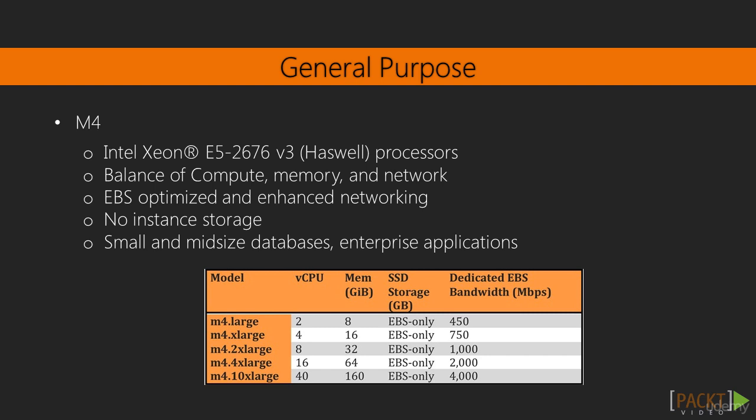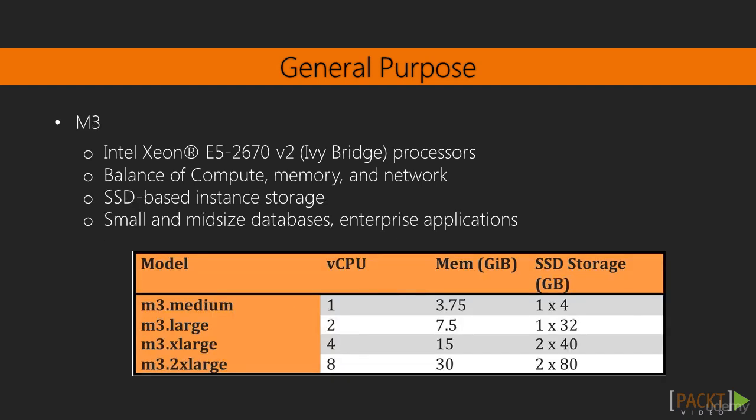M4s use the Advanced Haswell Architecture microprocessor. They are EBS optimized, which means they will provide consistent network connectivity to EBS volumes. They also support enhanced networking, which provides higher bandwidth, higher number of packets per second, and consistently lower latencies between instances. They do not provide local instance storage. Ms are very suitable for small and mid-sized databases and many web applications. M3s are an older generation of the Ms and use the previous version processors, Ivy Bridge. M3s do provide up to 160 gigabytes of instance storage, as you can see in the table.